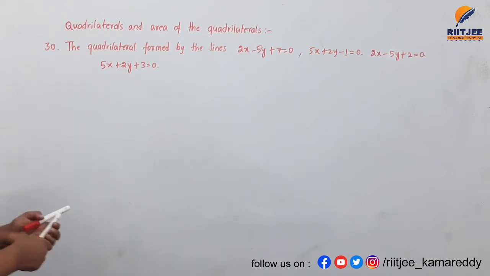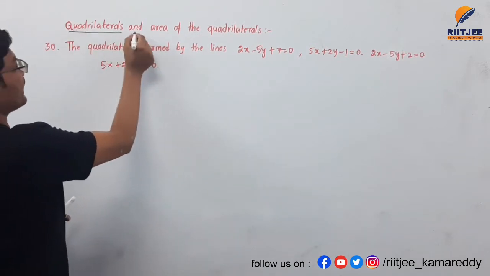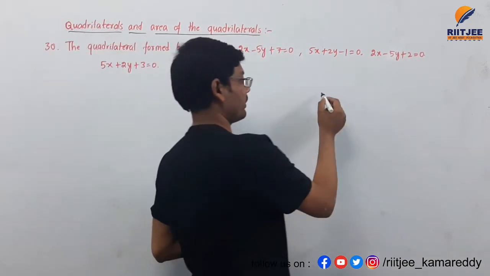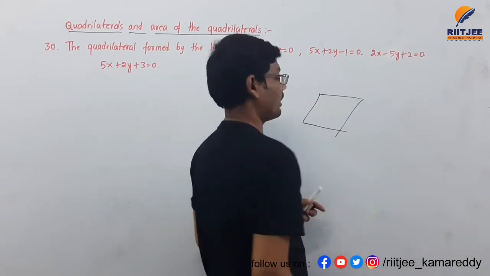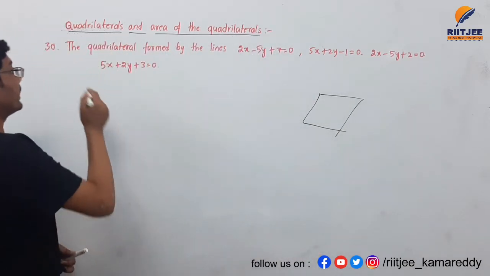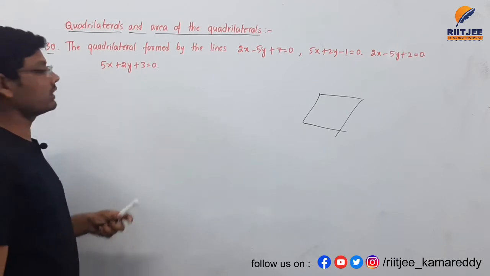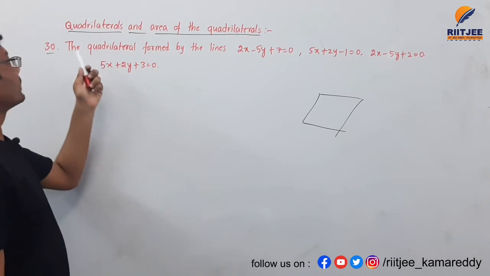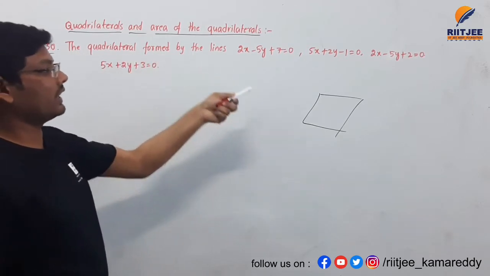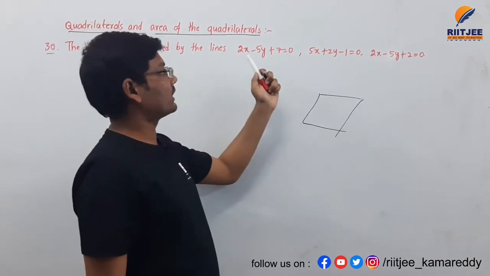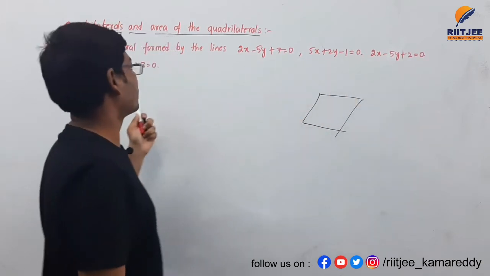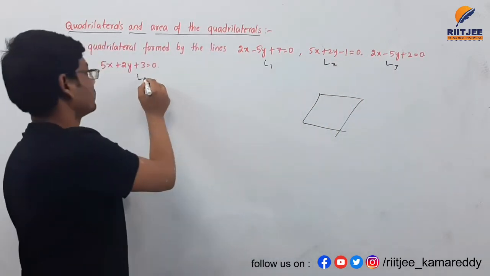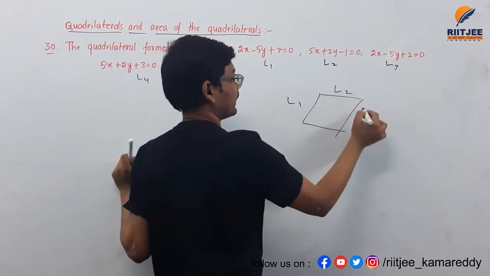Here the next topic is quadrilaterals and area of the quadrilaterals. Quadrilaterals are figures having four sides. Here the question number 30 is given. If you understand the question, you can easily solve it. The quadrilateral formed by the lines is given, four lines: L1, L2, L3, L4.